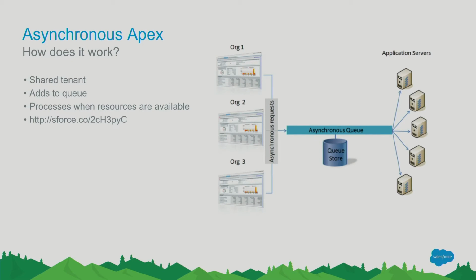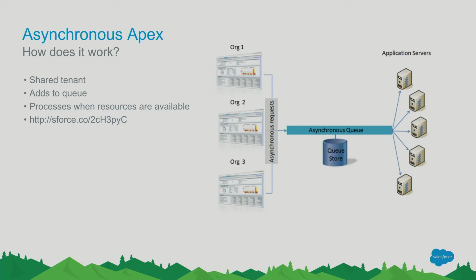So we're talking about Asynchronous Apex on the Salesforce platform. This is how it works. Basically we have, like I said, the shared tenant architecture. We're sharing the same resources with everybody else. Basically, we spin off a new transaction in that future context. It's going to be put on the asynchronous queue in that queue store, and as resources become available, they're going to be processed basically at that time.